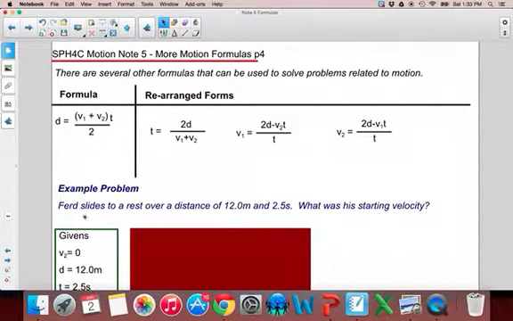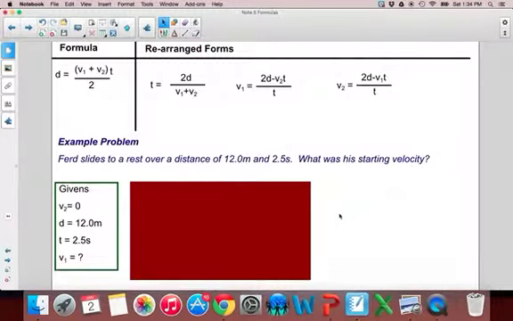This one we're saying Ferd slides to a rest over a distance of 12 meters and 2.5 seconds. What's his starting velocity? Okay, so he's sliding to a rest. Keep note of this one though, because this is just like your lab, okay? So something's sliding to a rest. We know a distance and we know a time. What's the starting velocity? In the lab, when I give this question, kids always take that distance and time and divide and get an average velocity.